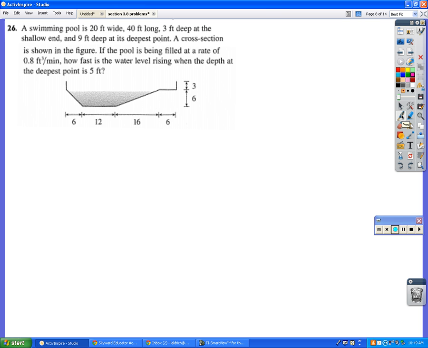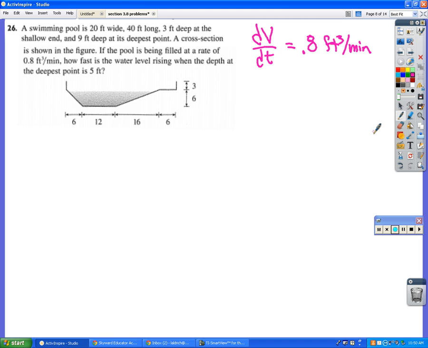A swimming pool, oh boy, is 20 feet wide. A swimming pool is 20 feet wide, 40 feet long, 3 feet deep at the shallow end, 9 feet deep at its deepest point. A cross section is shown in the figure. If the pool is being filled at a rate, aha! What do we have? Yeah, we have a rate, so we know dV/dt equals 0.8 cubic feet per minute.